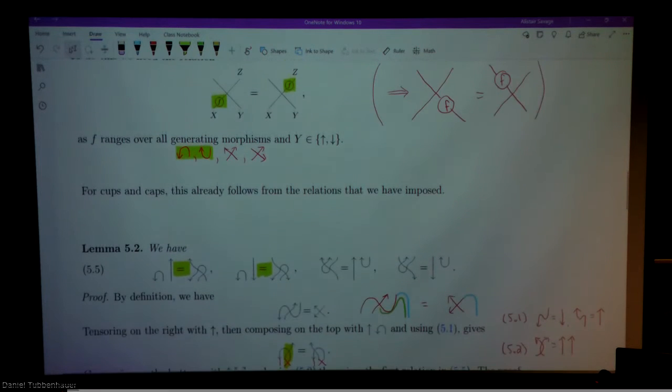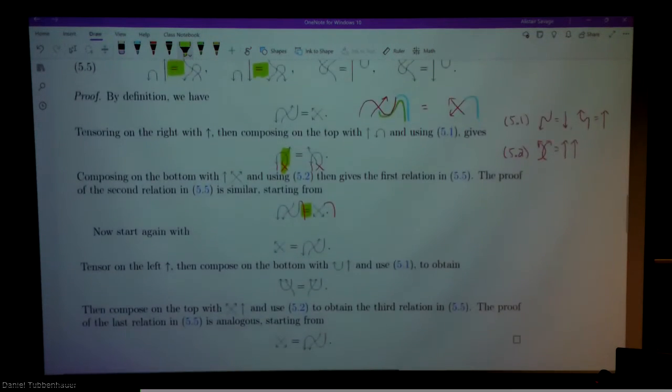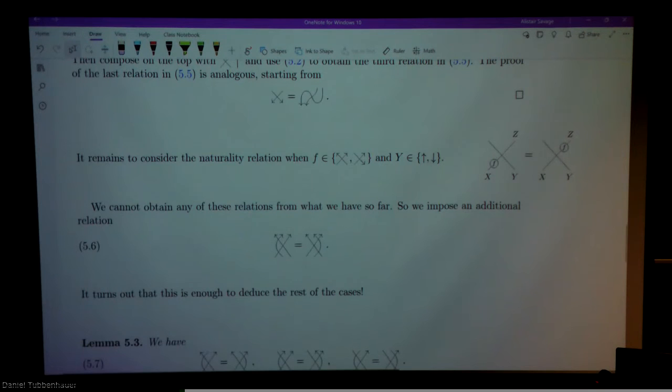Okay, so let's back up again. What were we trying to do? We're trying to show that all of these generating morphisms slide through a crossing. So for the left cap and cup, that follows from what we already have. We don't need to impose any other relations. We already have that they slide through crossings. So what we're left with now is having to show that for the up crossing and the right crossing. And then our category will be symmetric monoidal. Okay, so that's what we have left to do.